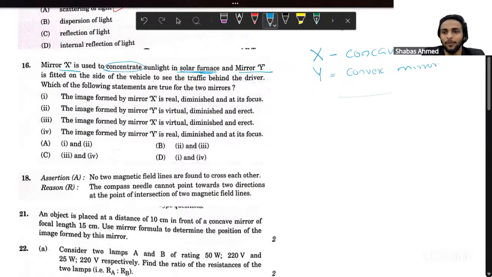So let's write the properties of X and Y. Look at the first option. The image formed by X, that is the image formed by the concave mirror, is real, diminished and at its focus. That is in the solar furnace or in the solar cookers.